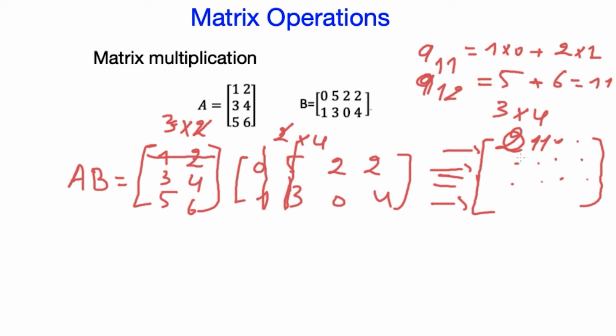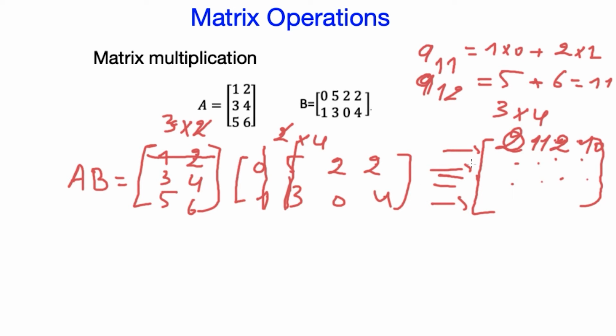And the value here is the first row times the third column. So it will be 1 times 2 plus 2 times 0, which is 0, so it will be 2. And this entry here will be the first row with the fourth column, so it will be 1 times 2 plus 2 times 4, which is 8, so 8 plus 2, which is 10.